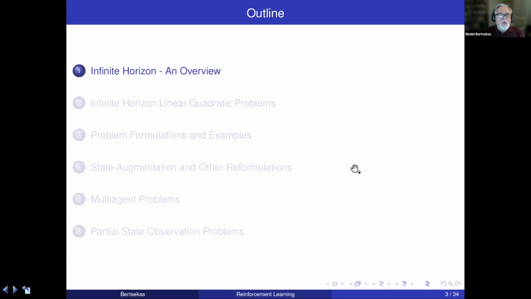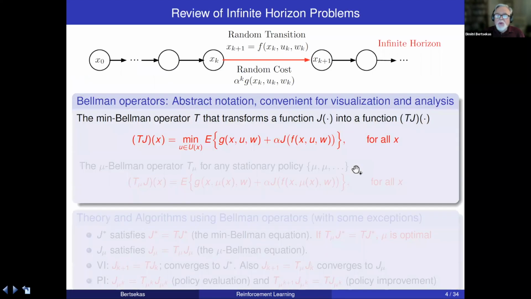So let's go to an overview of infinite horizon problems. And I have managed to put almost the entire theory, both analytical and algorithmic, on a single slide, thanks to abstract notation using Bellman operators. So here's the problem. We have a system that evolves according to an equation like so, where xk is the state, uk is the control, wk is a random quantity, a random disturbance, and the state evolves from xk to xk plus 1 according to this equation over an infinite number of stages.